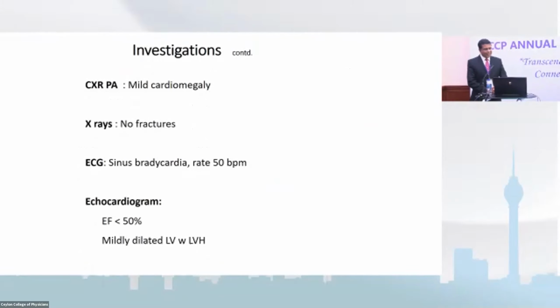The other investigations: we did a chest x-ray, which showed mild cardiomegaly. And the good thing is, though she had multiple x-rays, I didn't find any fractures, only healed fractures. The ECG showed sinus bradycardia with a rate of 50, and the echocardiogram showed a slightly reduced ejection fraction of 50 with a mildly dilated LV and left ventricular hypertrophy.